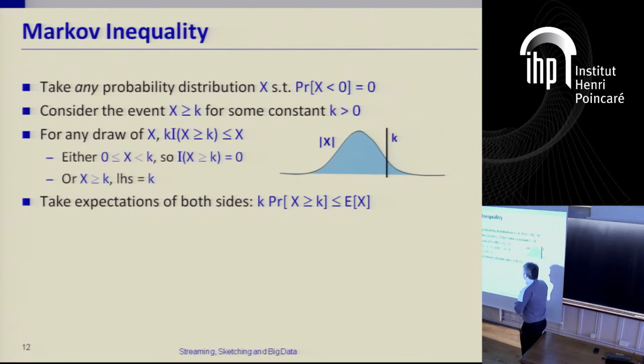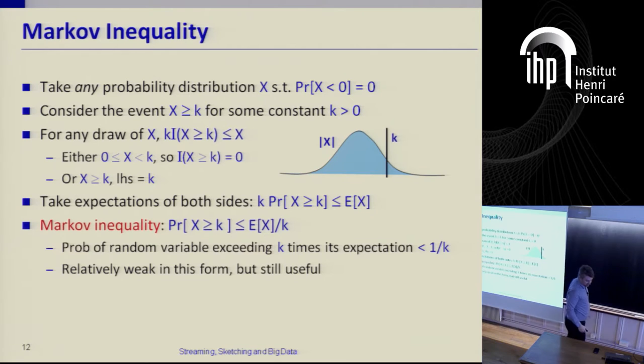So I can now start speeding up. What can I do? Take expectations of both sides. So the expectation of this is just the probability that x is greater or equal to k times k outside, and this is just the expectation of x, and rearrange. Okay. So I rearrange that, and I've got the probability that a draw from x greater or equal to any constant k is less than or equal to the expectation of x divided by k.